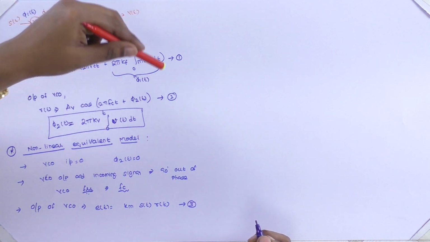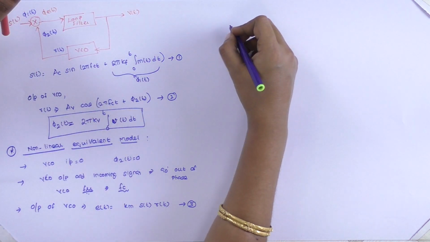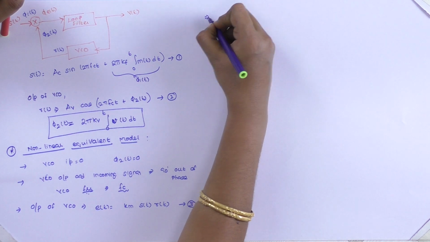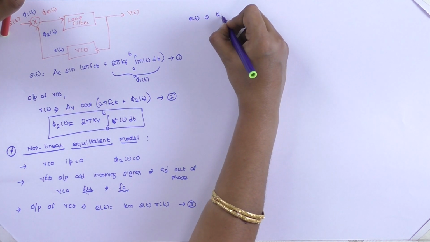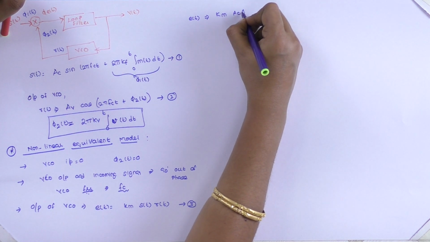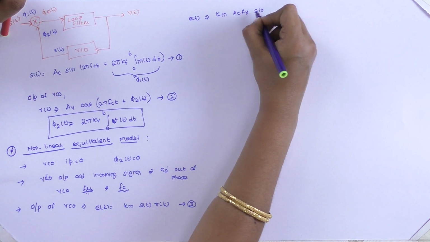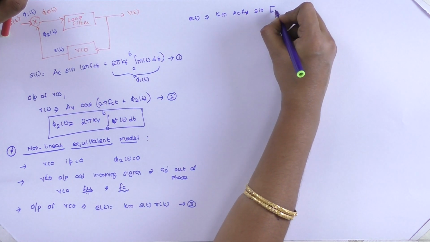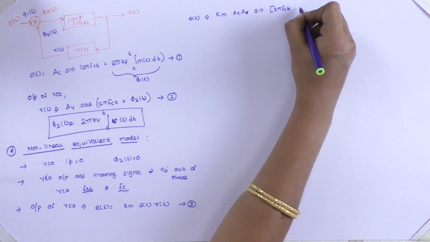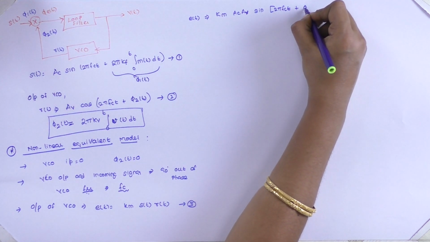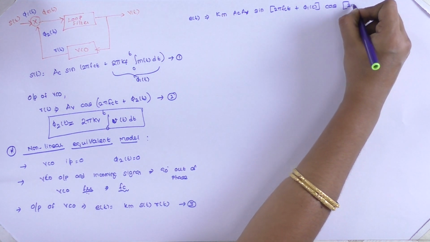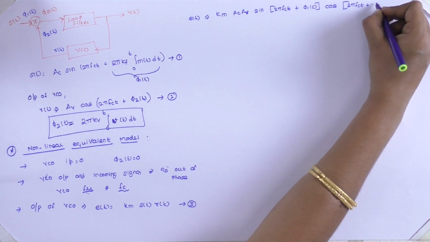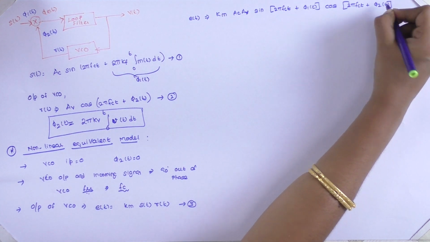When we substitute equation number 1 and 2 in 3, we will get our E of t term. What is E of t? That is the error signal. Km into Ac Av sine of 2 pi fct plus phi 1 of t, cos of 2 pi fct plus phi 2 of t.